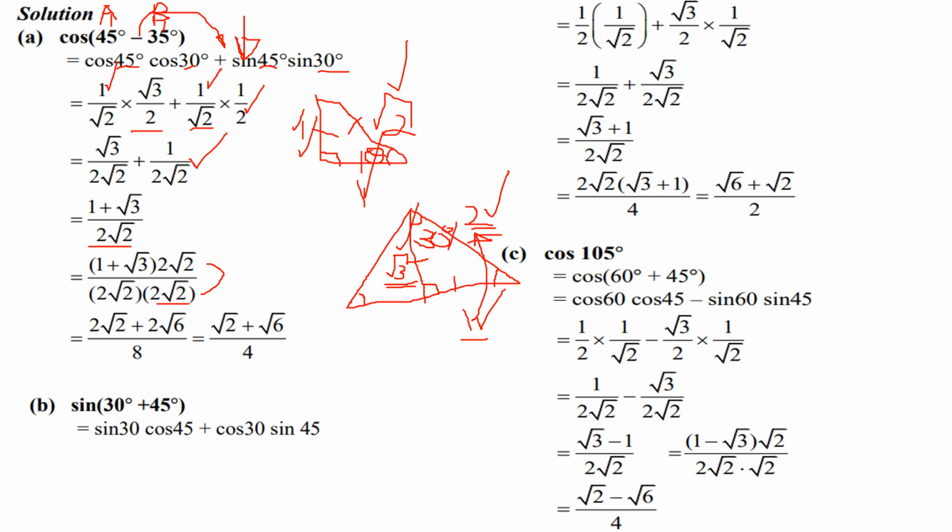Now after rationalizing, you're going to end up with this. After this, you're going to simplify. You're going to see that this 2 is going to go away, and then you're going to remain with 4. So your final answer is going to be root 2 plus root 6 divided by 4.